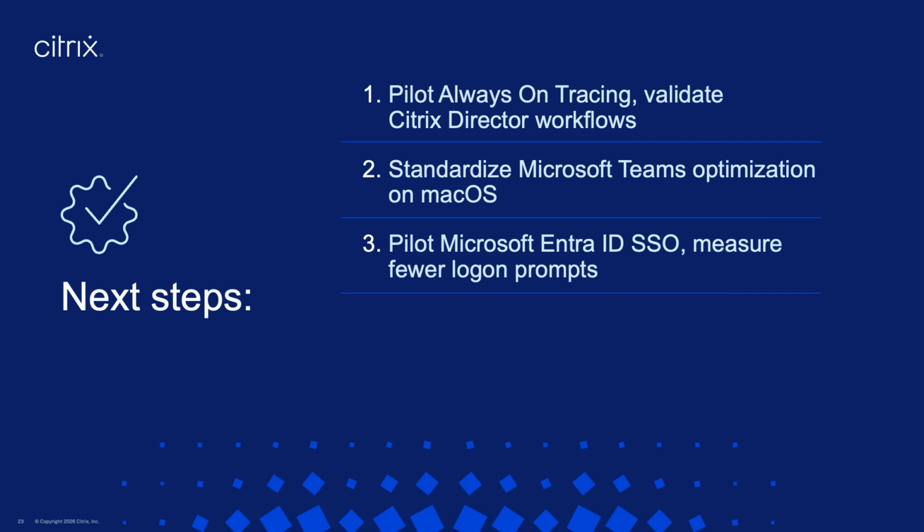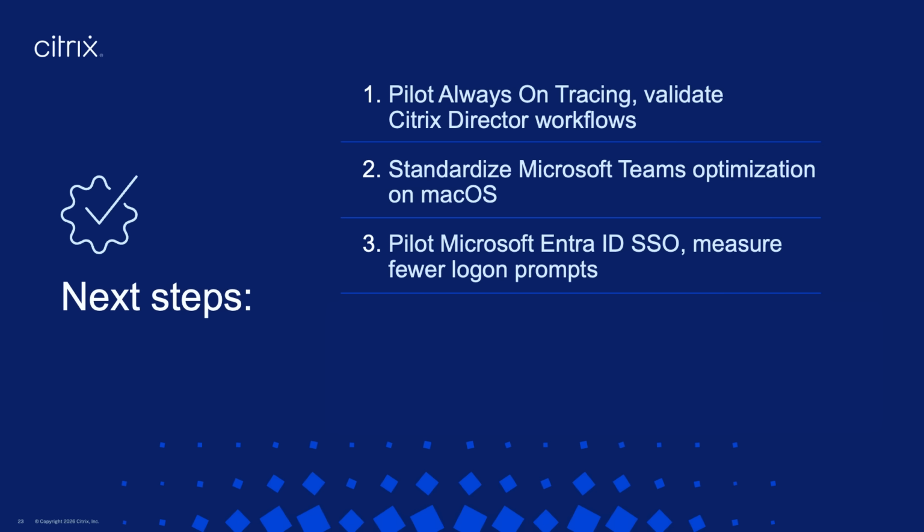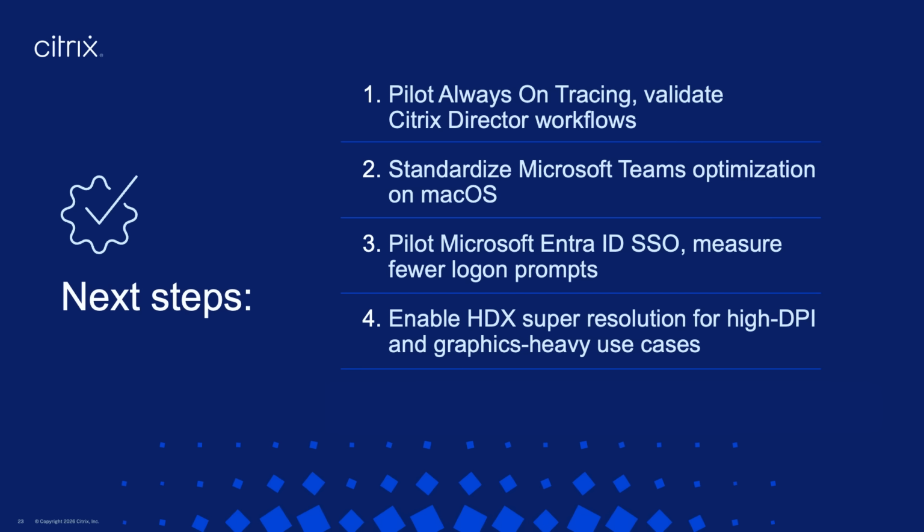Third, if sign-in friction is a pain point in your VDI environment, start rolling out Microsoft Entra ID SSO to a small user group, then expand as you confirm the experience. Keep it measurable. Track your login prompts, sign-in failures, and ticket volume so you can show the improvement. Fourth, for collaboration quality, standardize Microsoft Teams optimization on Mac OS and keep a small test ring available so you can take updates confidently and keep user experience consistent.